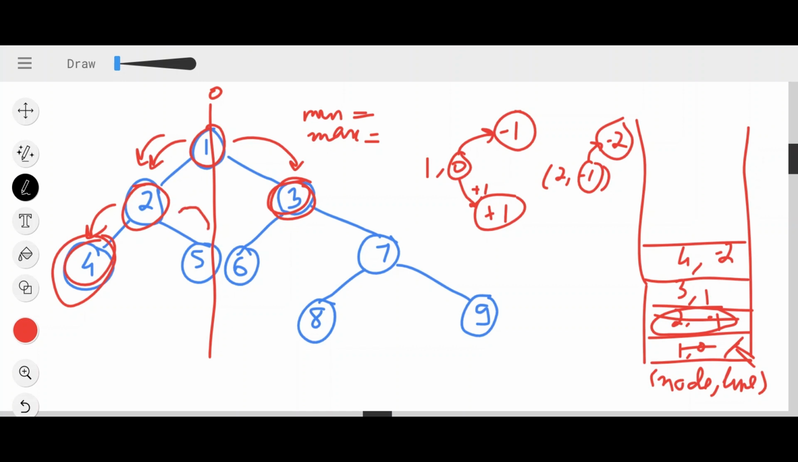Now, do we have any right node? Yes, I have. So whenever you move to the right hand side, simply do +1 -1 +1. This becomes 0. Push your right node and the line number into your queue. 5 comma 0.